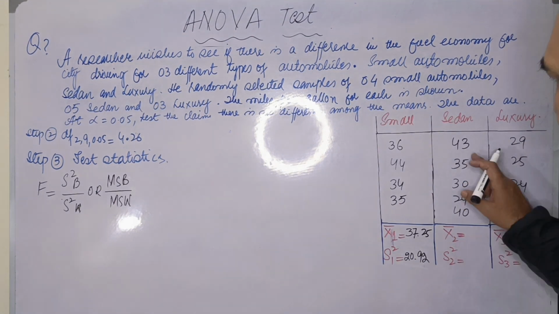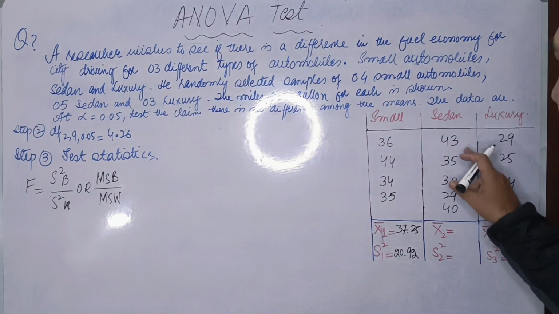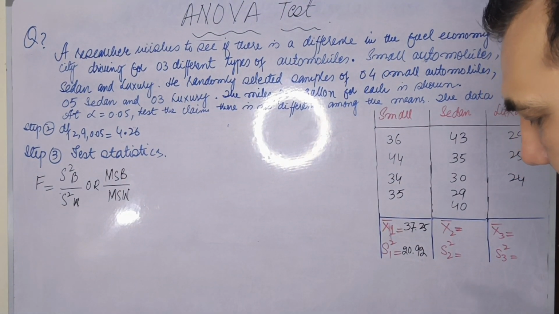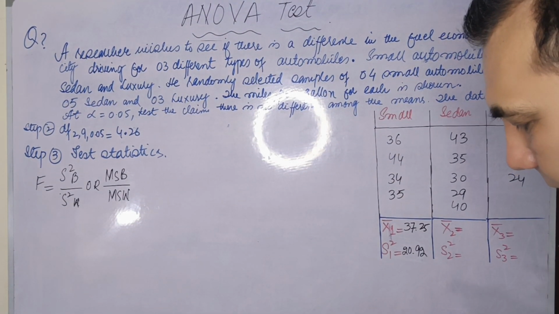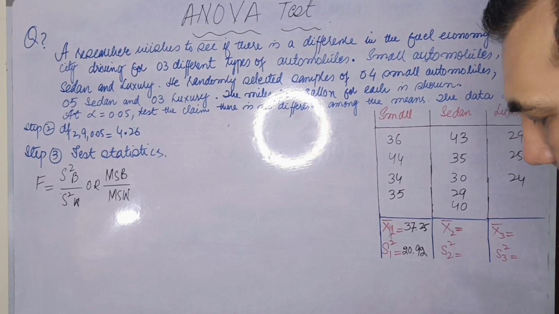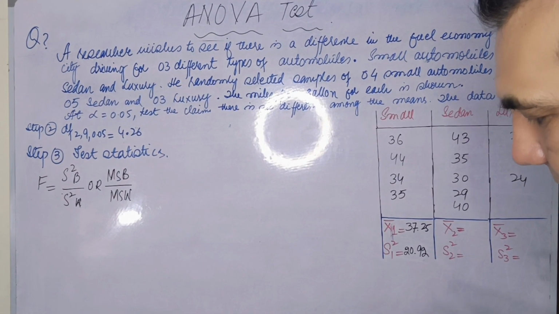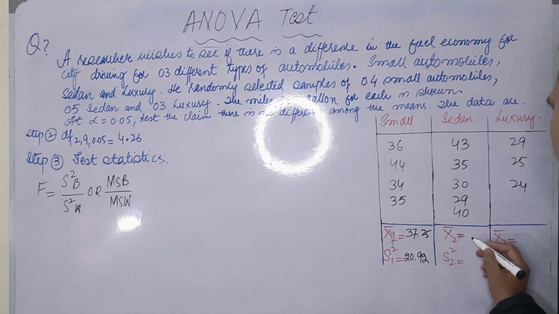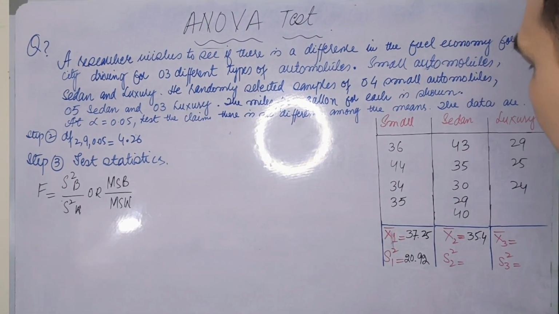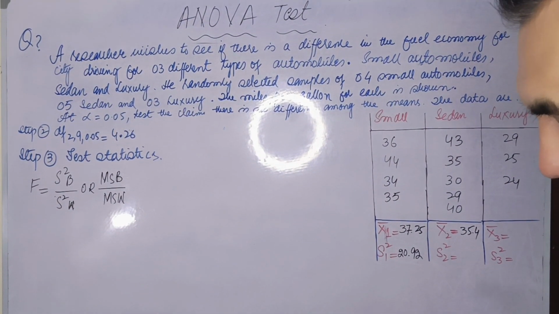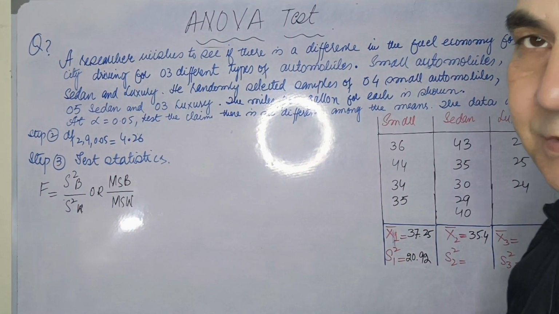Now we will go to measure the variance and the sample mean of the second data. 43 M+, 35 M+, 30 M+, 29 M+, and 40 M+. Then shift, press 2, 1, so 35.4 is the sample mean for the second data. Now again shift, press 2, then we press the 3, so 6.107 is the standard deviation.